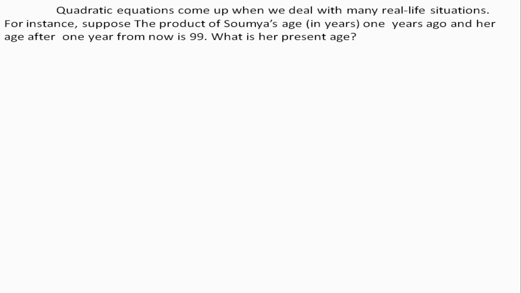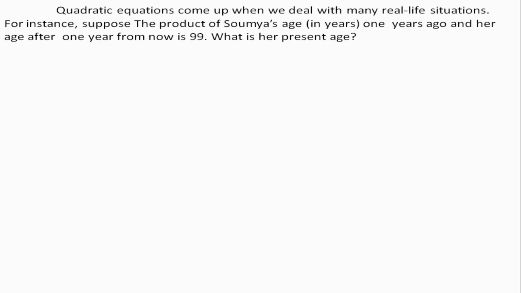In this problem, it is given that there is one girl. The name of the girl is Soumya. The product of Soumya's age in years 1 year ago and 1 year later. Her present age is different, but before 1 year and after 1 year, their product is 99.